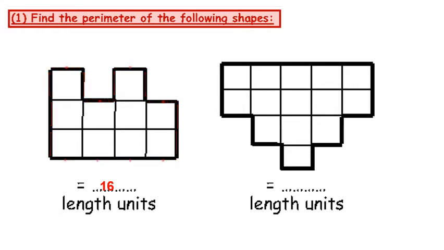Count the length units. 1, 2, 3, 4, 5, 6, 7, 8, 9, 10, 11, 12, 13, 14, 15, 16, 17, 18. The perimeter equals 18 length units.